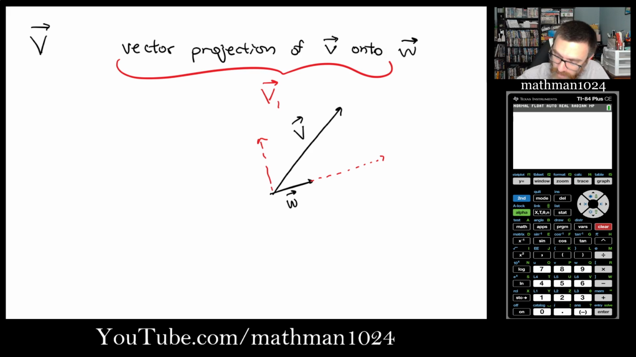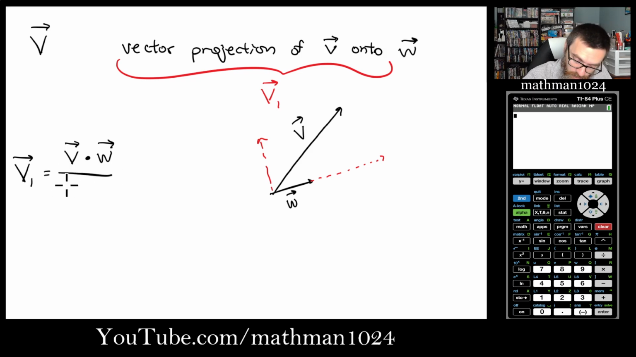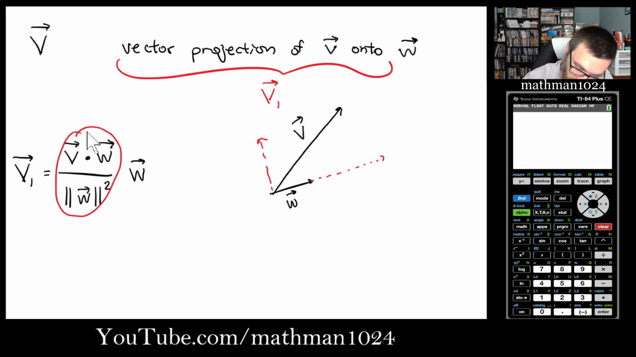All right, so here is what we're going to do. Here's the formula for this. The way we find vector v1 is by working out this expression. We'll do v dot w over the magnitude of w squared, and then times vector w itself. The thing to understand here is that all of this is just a number. It's not a vector at all. It's going to become some kind of scalar that we're going to multiply times w.